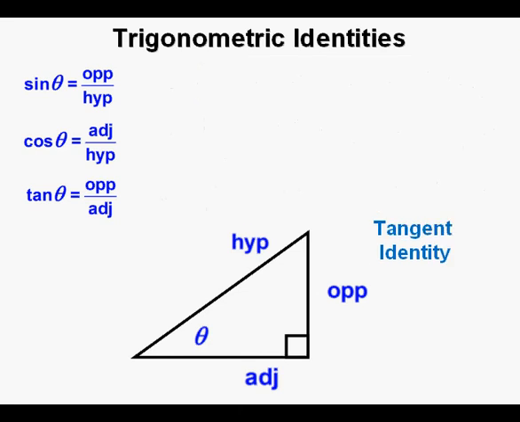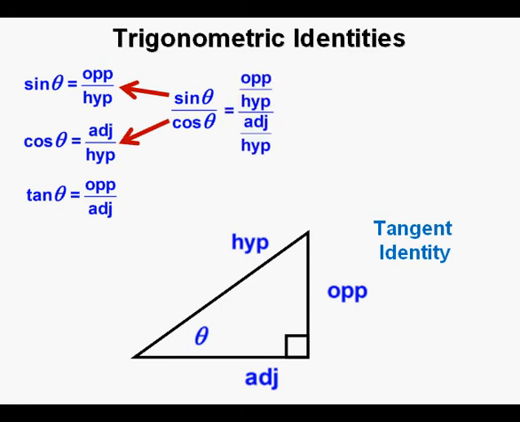Let's develop another identity, one I call the tangent identity. Let's look at sine theta divided by cosine theta. We can see that sine theta equals opposite over hypotenuse, and cosine theta equals adjacent over hypotenuse. And so sine theta over cosine theta equals opposite over hypotenuse over adjacent over hypotenuse.